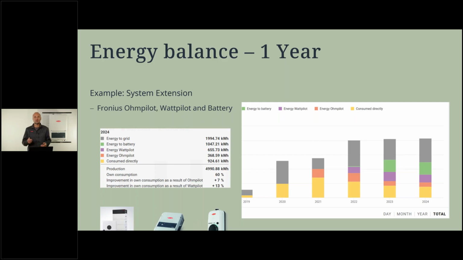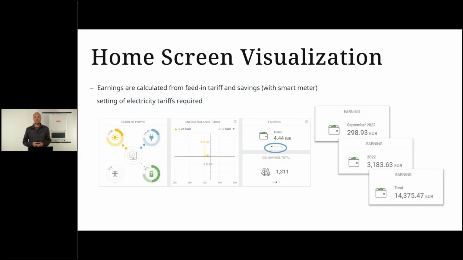And therefore, we increase our self-consumption rate as well as our autarky, in this case 60% own consumption, and of course also a quite high autarky. So quite easy to be seen.